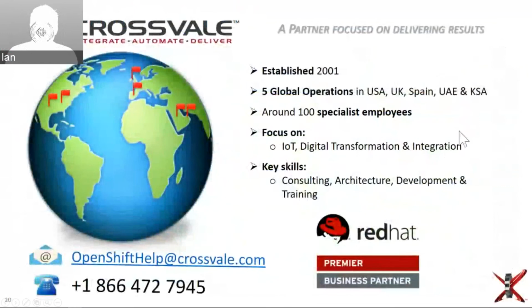Okay, very quickly then, an overview of Crossvale. We were established in 2001. We have around 100 specialist employees, mostly in the US, but we have operations in Europe and in the Middle East as well. Our main focus is around integration and particularly IoT. We've got a lot of experience within financial services, telecoms, logistics, you name it. We do consulting, architecture, development, and training as well.